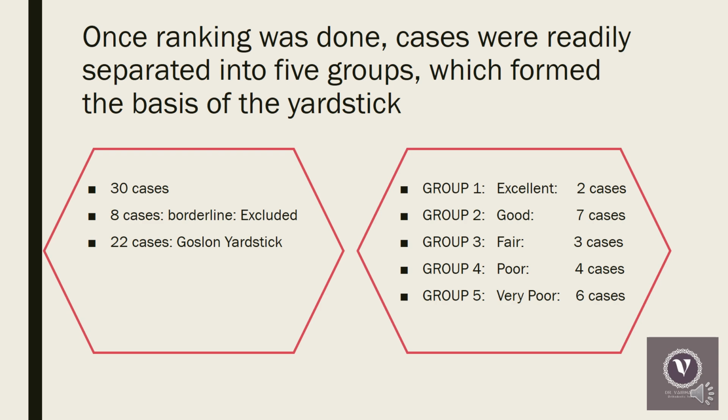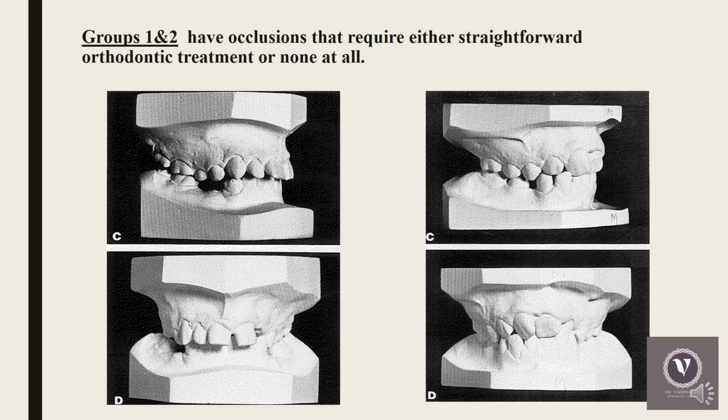Group 1 included the excellent cases, Group 2 good cases, Group 3 fair cases, Group 4 poor, and Group 5 very poor cases. The cases included in Group 1 and Group 2 had occlusions that require either straightforward orthodontic treatment or none at all. Here, from the models of Group 1 and Group 2, we can appreciate they both have a positive incisal relation.